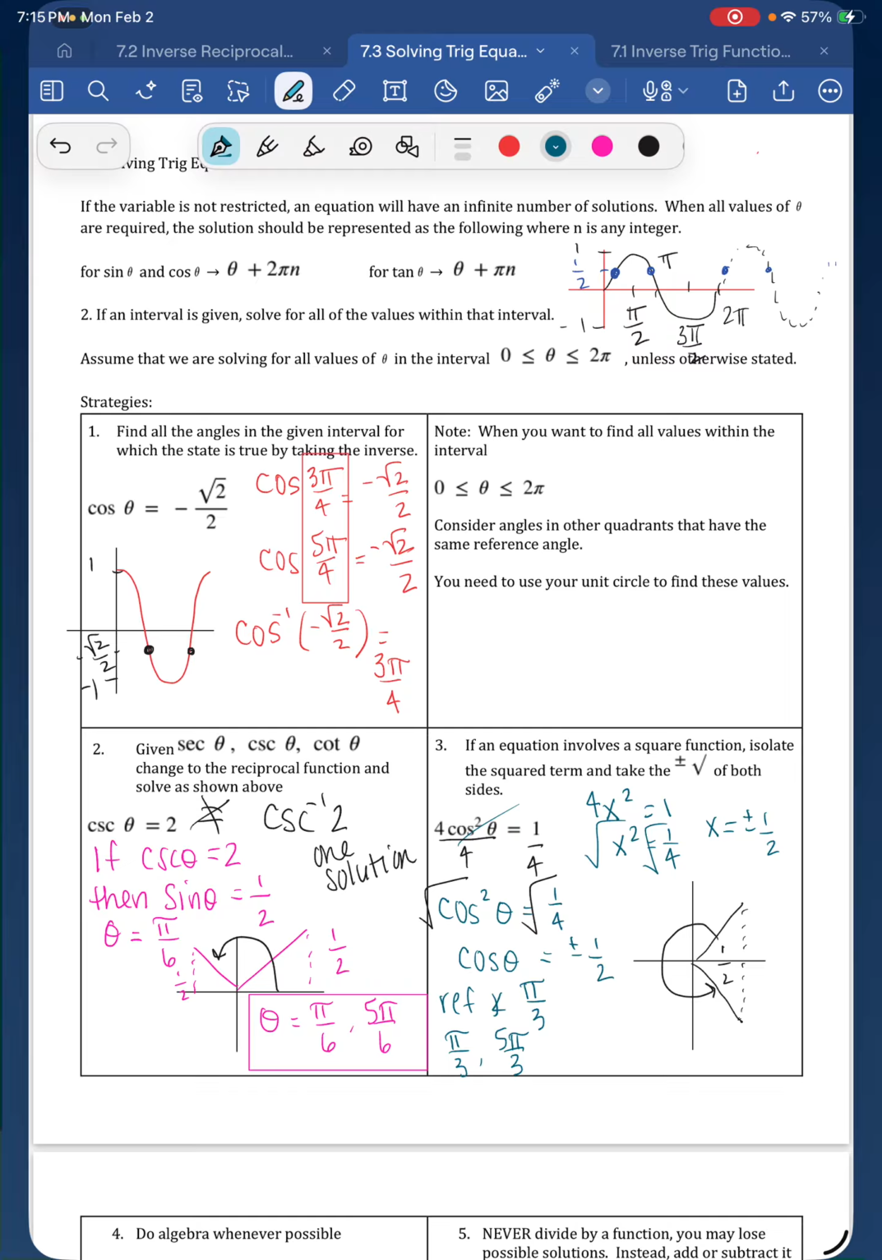Okay, that's positive cosine, but cosine is negative in quadrants 2 and 3. So that would be negative 1/2. So a pi over 3 reference angle in quadrant 2 would be 2 pi over 3. And a pi over 3 reference angle in quadrant 3 would be 4 pi over 3. So this problem actually has 4 answers.